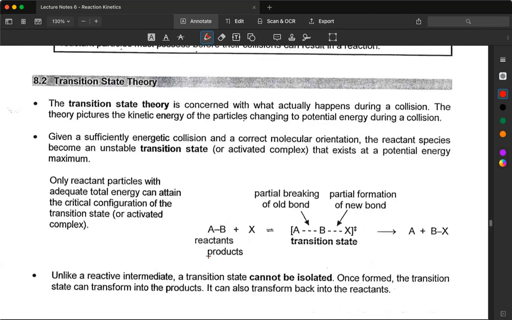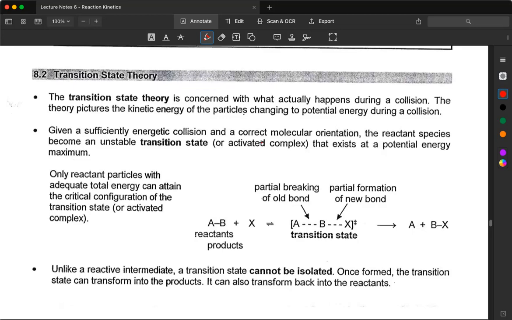Transition state theory. So what is transition state theory? It's concerned with what actually happens during a collision. The theory pictures the kinetic energy of particles changing to potential energy during a collision. So given a sufficiently energetic collision and the correct orientation, the species will become an unstable transition state or activated complex that exists as a potential energy maximum. So only reactant particles with adequate total energy can attain the critical configuration of this transition state.